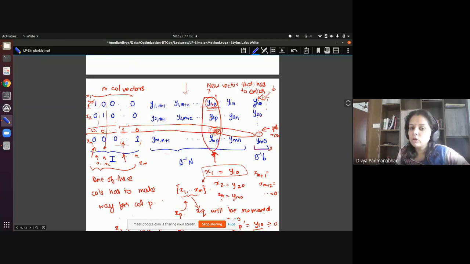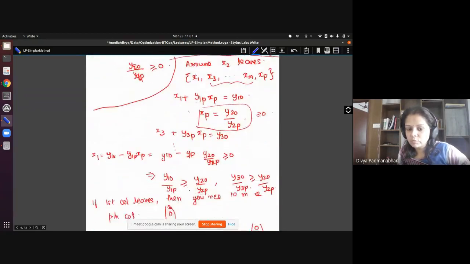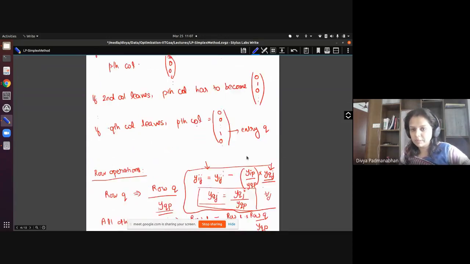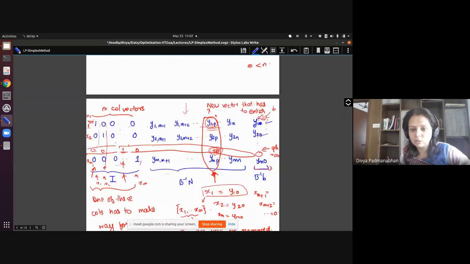Okay, so now if you're doing that, you have to change the entire tableau, because otherwise the system of equations will change. Right, and the way you get to this is by doing these row operations. So when you do these row operations, these Y10, Y20, all of these are also going to change, and the way it changes is in this form. If you're selecting the qth row as the one leaving the basis, the qth row gets divided by yqp, because you want to make this entry a one.